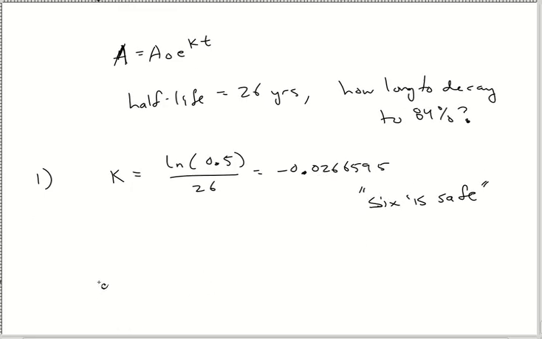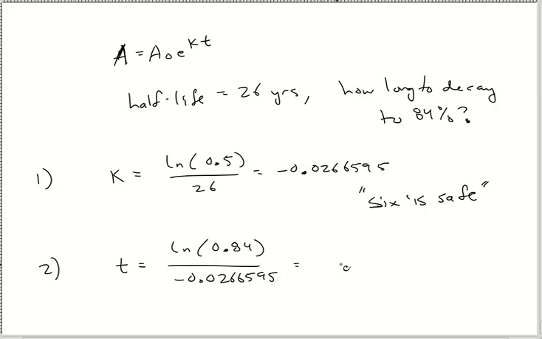Step number 2, I want to find that time. It says how long, so I do ln of the percentage, 0.84. Notice that I'm using decimal format, divided by the rate that I just found. And so I go to the calculator and I get 6.54 blah blah blah. They round it to 6.5 years in MyMathLab.